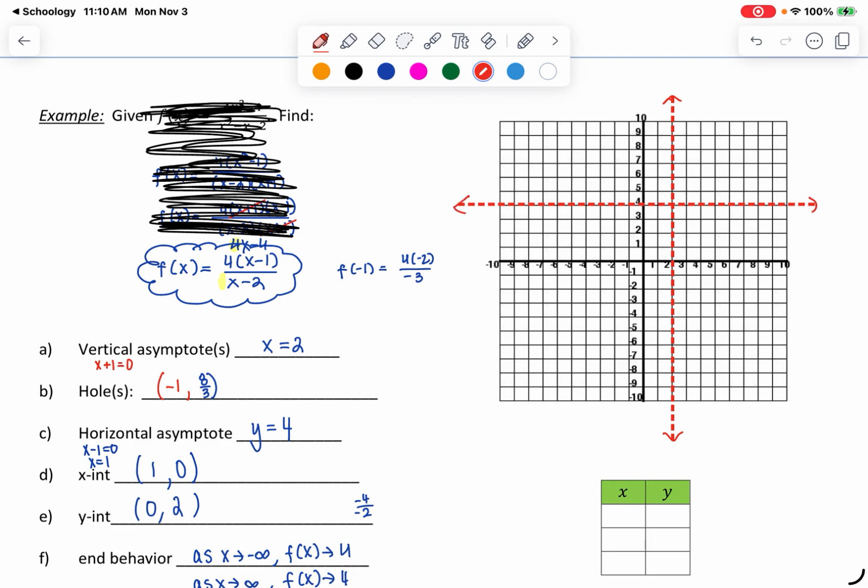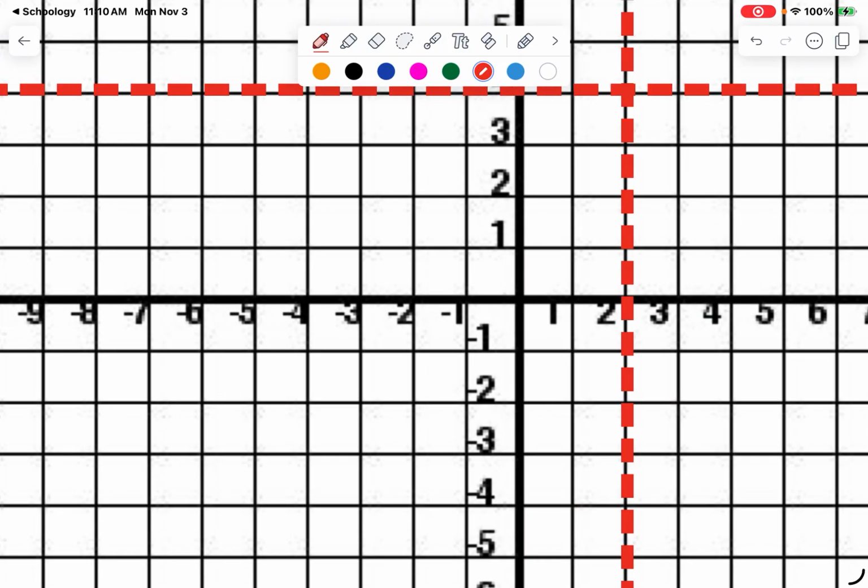X equals 2, y equals 4. All right, now I'm also going to graph the hole. The hole is at negative 1, 8/3. That means that there's a gap there. So I'm putting an open point at negative 1 comma 8/3. 8/3 is 2 2/3. So negative 1, 2 2/3. So right here, I'm going to put an open point.